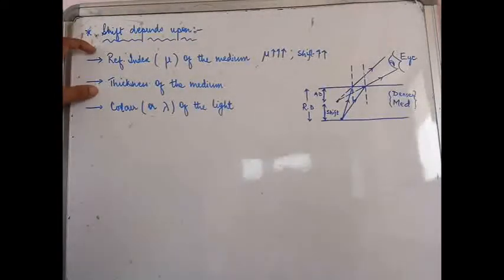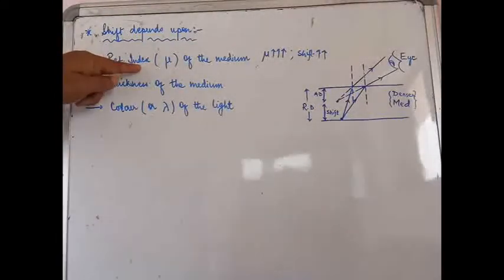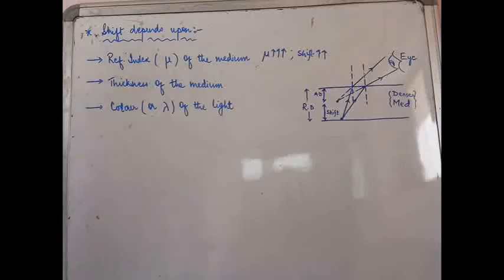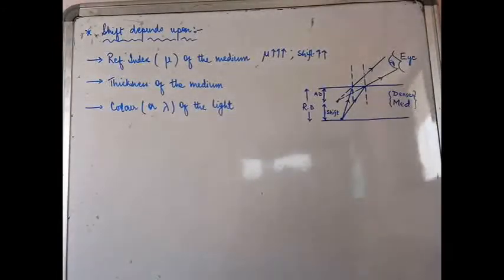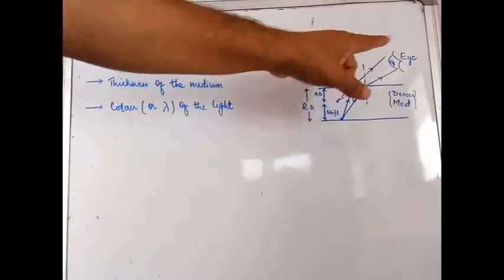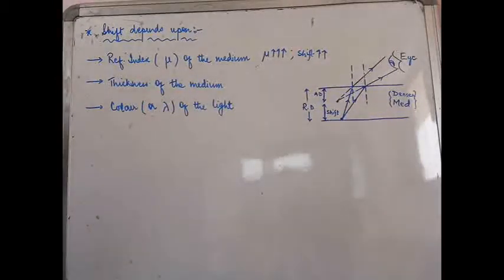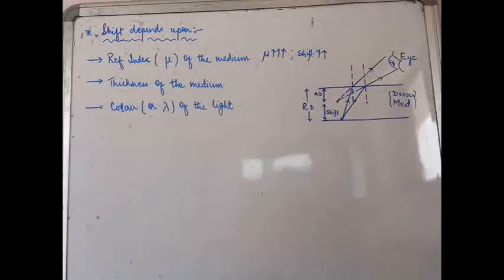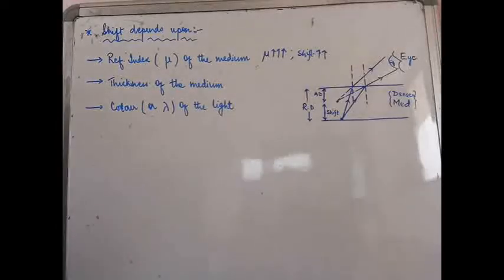So these two factors, as we understand, the refractive index of the medium and the thickness of the medium, are directly going to affect the value of the shift. The more the refractive index, the more the thickness, the more will be the shift. Now coming to the last part, the color aspect, which we can relate to the wavelength of the light. If the light that is traveling is of different colors or different wavelengths, then obviously the value of the shift will change.